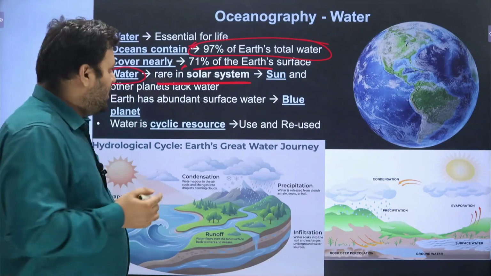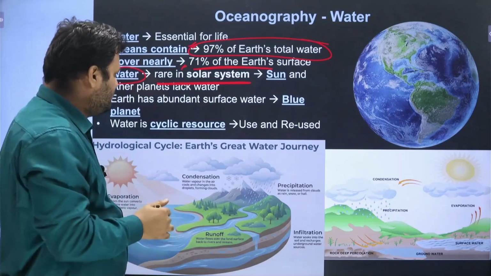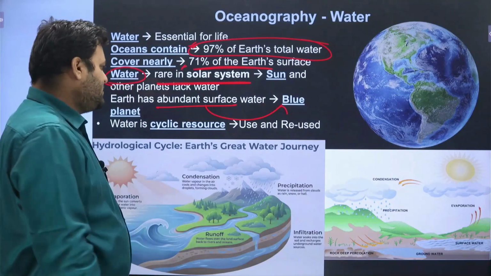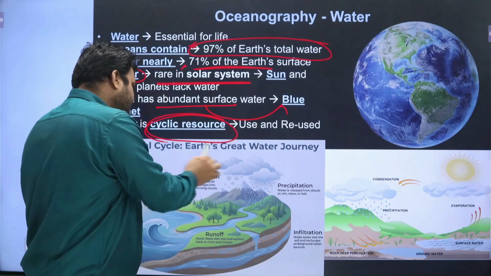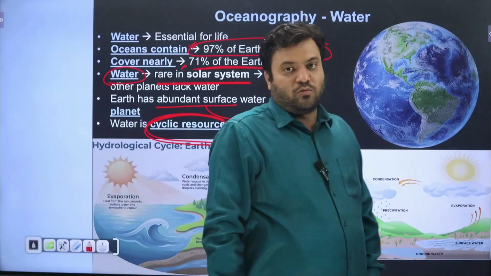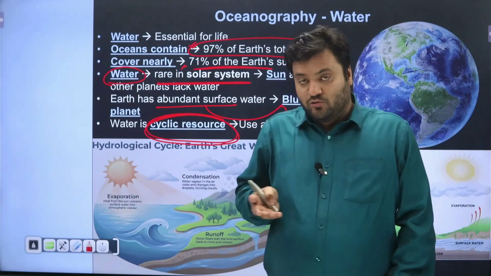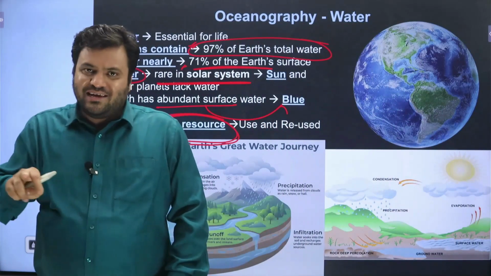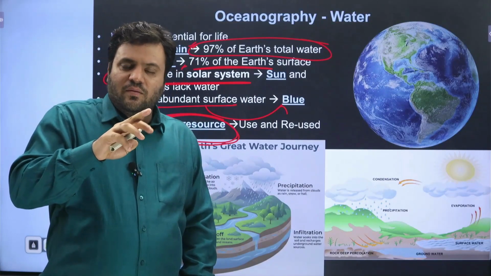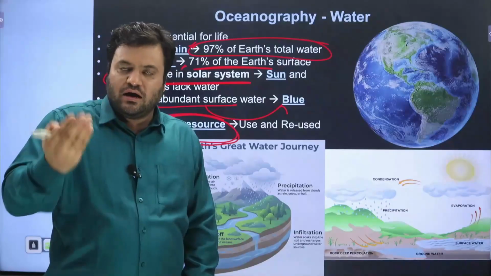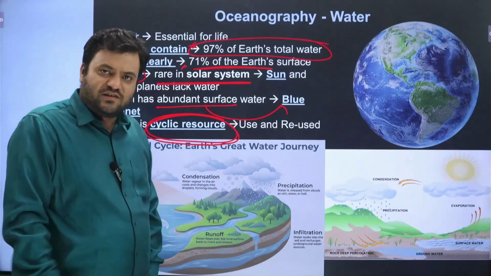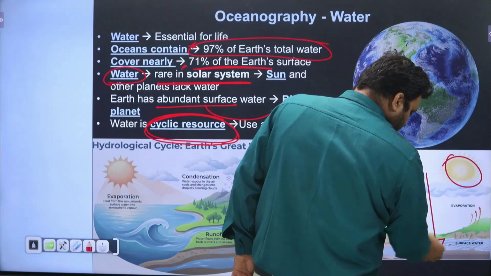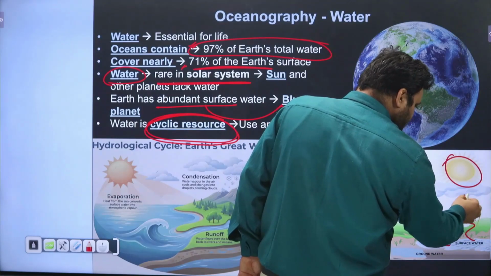Because of the abundant water availability, it is known as the blue planet. Yes, one very important aspect of water is that water can be used and reused. Water is a cyclical resource. Cyclical resource means that when you utilize it at each stage, it can be reutilized while following a particular process. For example, when there is sunlight on any water body, there will be evaporation. When there is evaporation, there will be cloud formation.